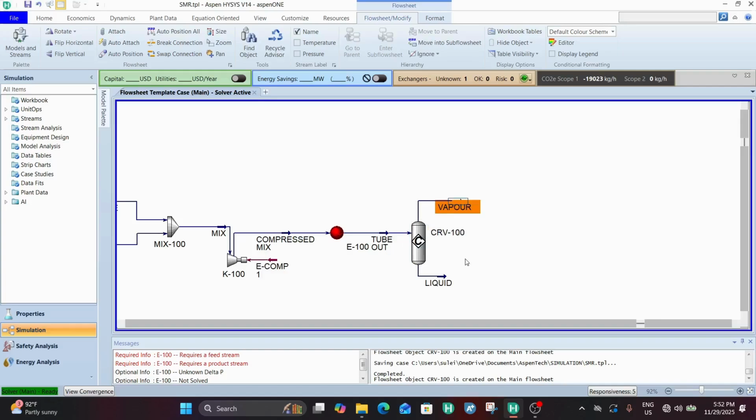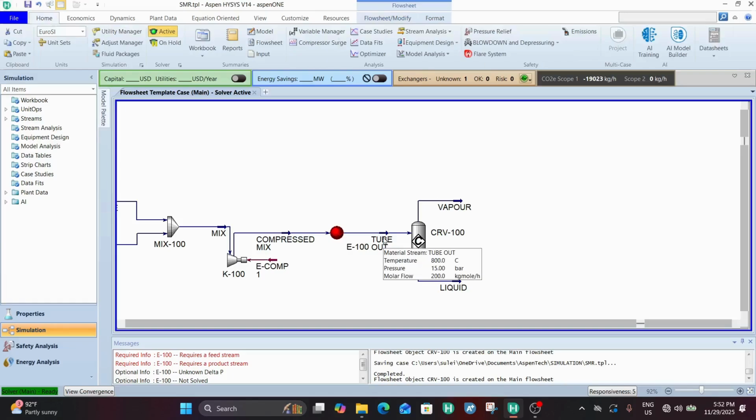Let's have a look at our products. But before that, take note of the flow going inside the reactor. A total of 200 kilogram mole per hour with respect to the molar flow rate. And at our vapor outlet, we have 209.1, which is greater than the inlet. And at the bottom, we have 75.94. That's a total of 280 plus kilogram mole per hour molar flow rate, which is greater than the inlet.